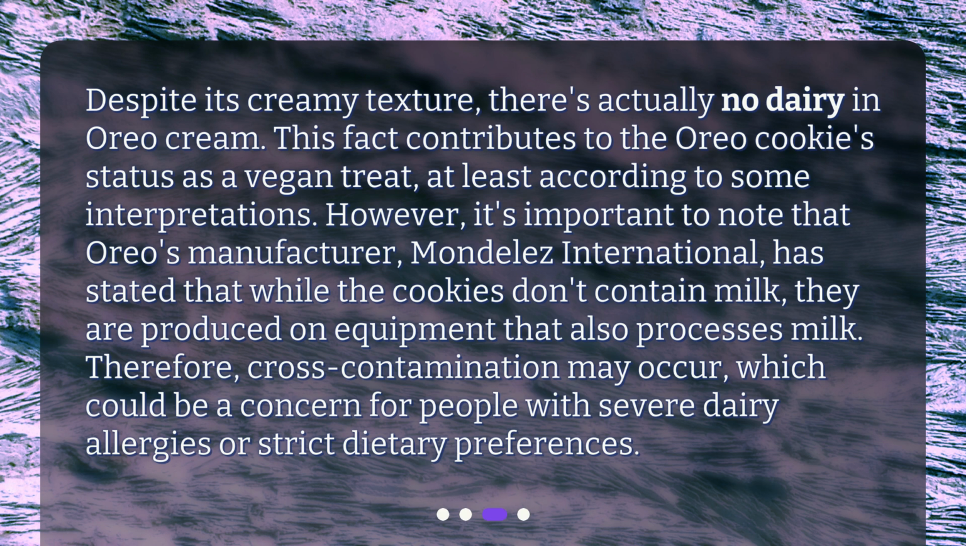However, it's important to note that Oreo's manufacturer, Mondelez International, has stated that while the cookies don't contain milk, they are produced on equipment that also processes milk. Therefore, cross-contamination may occur, which could be a concern for people with severe dairy allergies or strict dietary preferences.